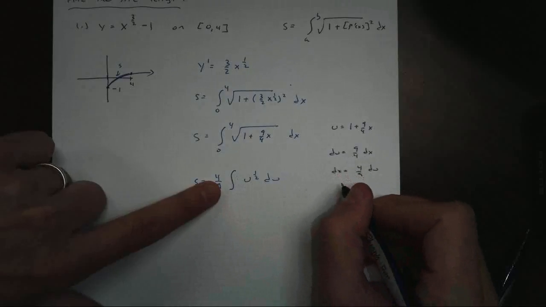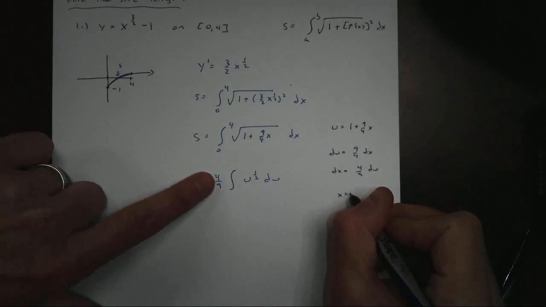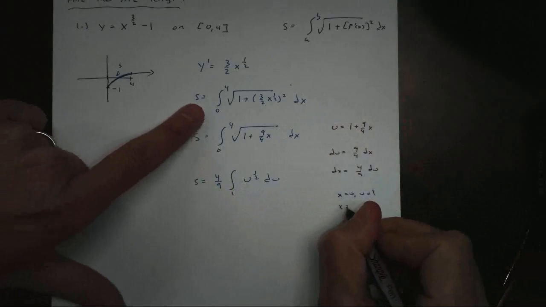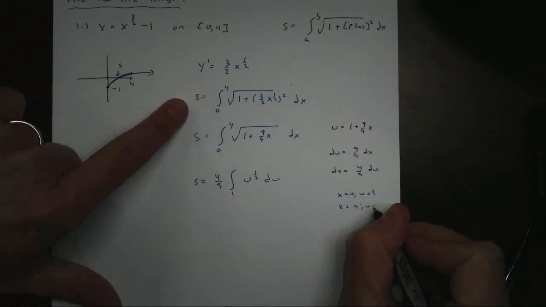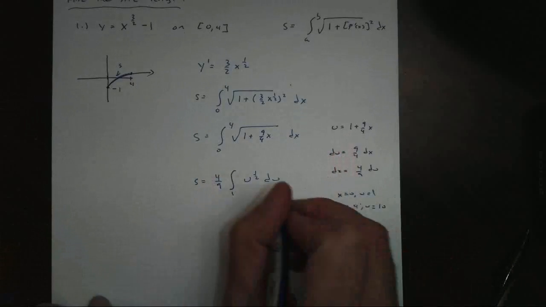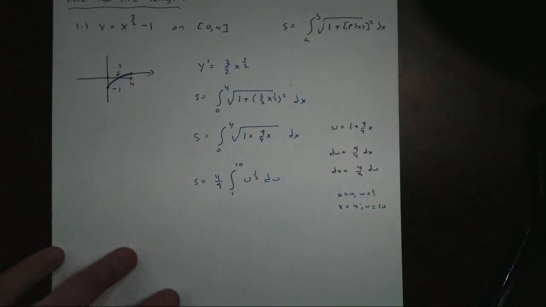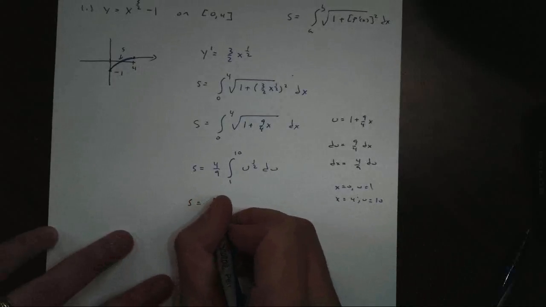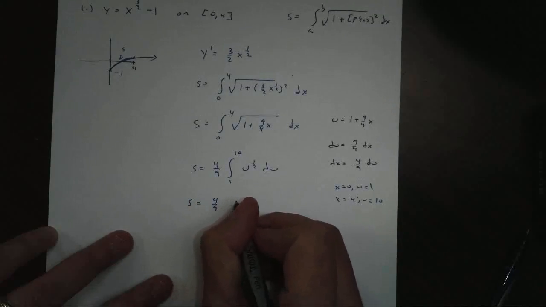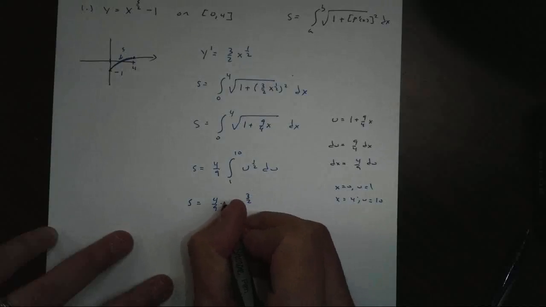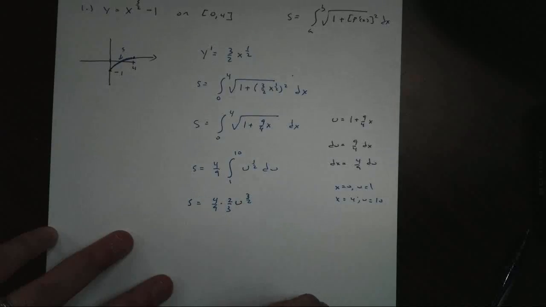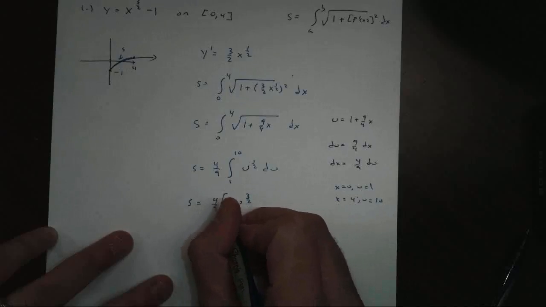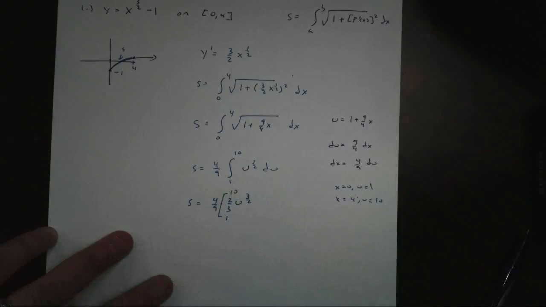And if I change my domain, remember if x is 0, u is 1, so it's going to go from 1. When x was 4, to get u, I plug it in, I get 10. I change my domain, keeping it in terms of u. Taking the antiderivative, we get 4 over 9 u to the 3/2 times 2/3, and we're going to integrate that from 1 to 10.